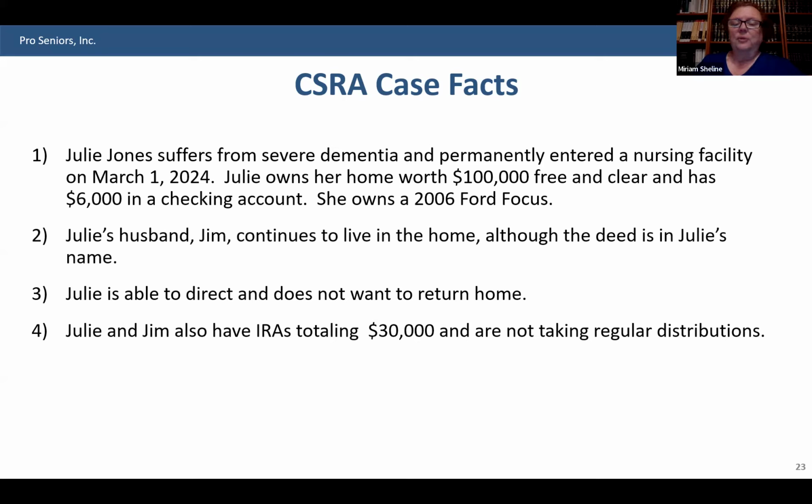So to review with regard to the IRAs, if you're taking regular distributions under the rules, then the IRA itself is excluded because the distributions are counted as income and they become an excluded resource. If you are not taking regular distributions, then they are a countable resource.